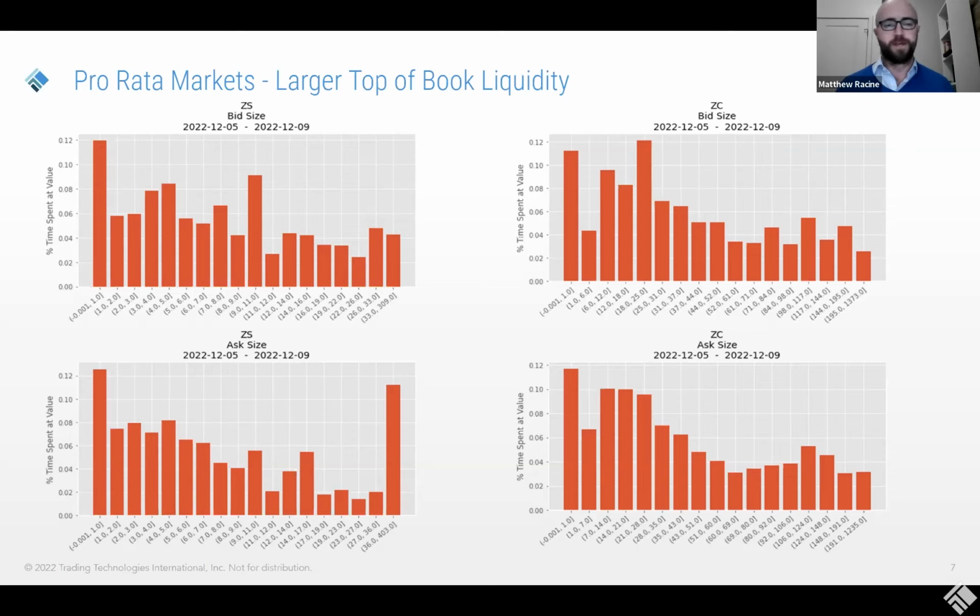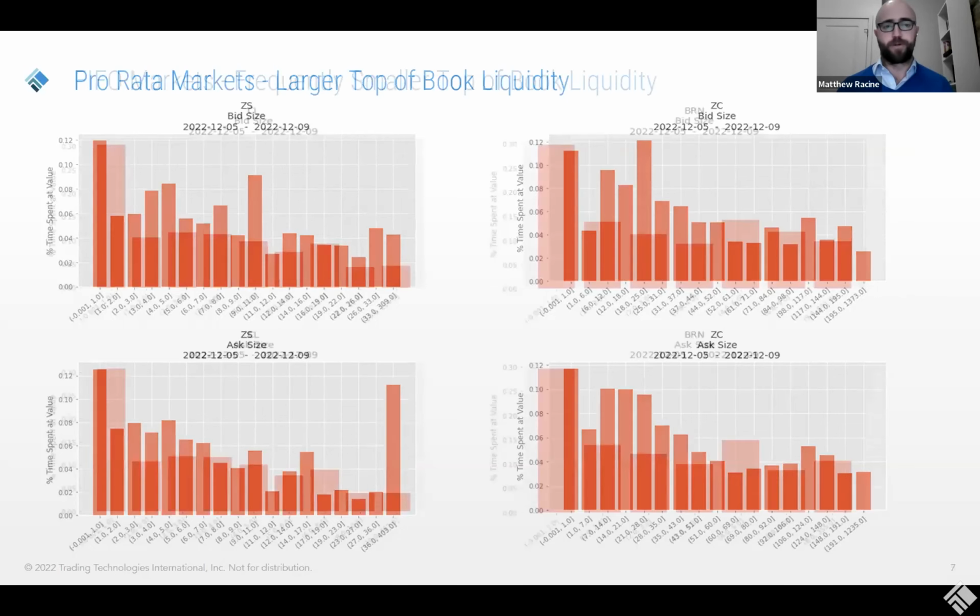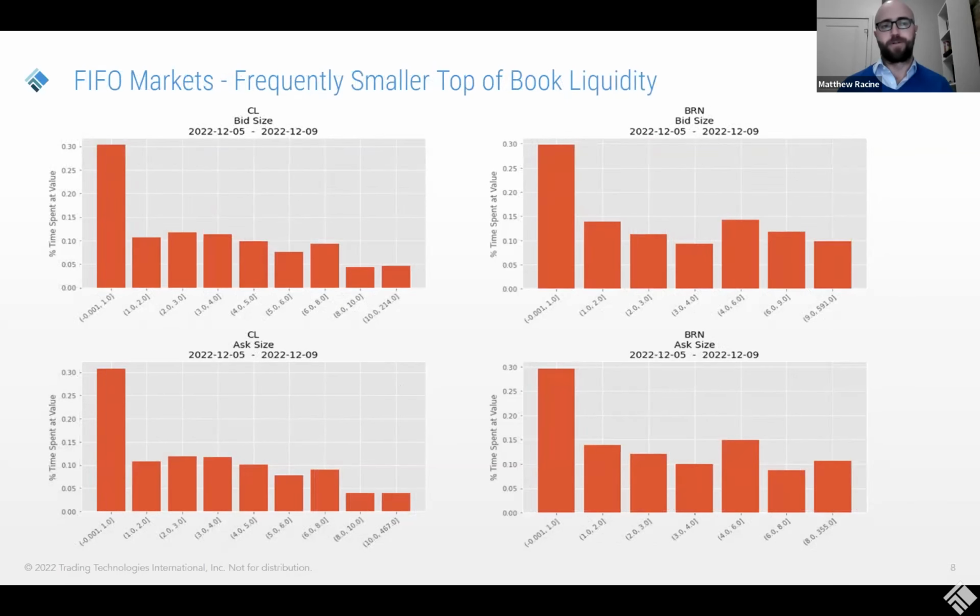Knowing that and understanding how that process works is important in how we look at sizing those child orders within pro rata markets. This is in contrast to some of the FIFO markets, where you can see in the crude oil complex, roughly 30% of the time the inside market was a one-lot quote. There are some fat tails here where you may have a large quote size that flashes.